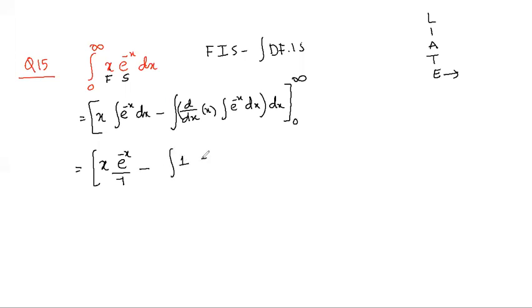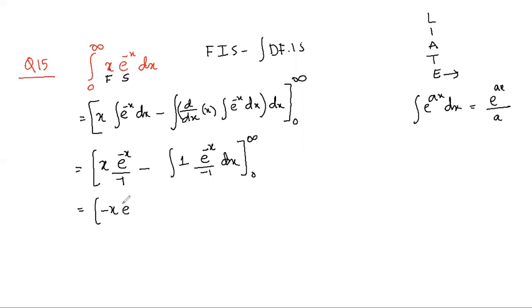Derivative of x is 1, times e raised to minus x upon minus 1, into dx. Remember, the integral of e raised to ax dx is e raised to ax upon a. That's why this minus 1 has come in the denominator. So minus x e raised to minus x. This minus of minus will become plus. But when you integrate e raised to minus x, again one minus will come.